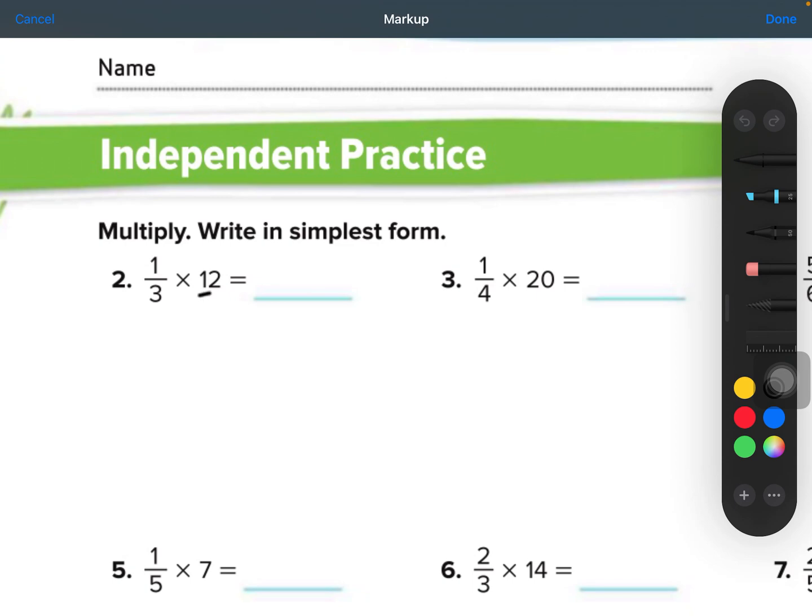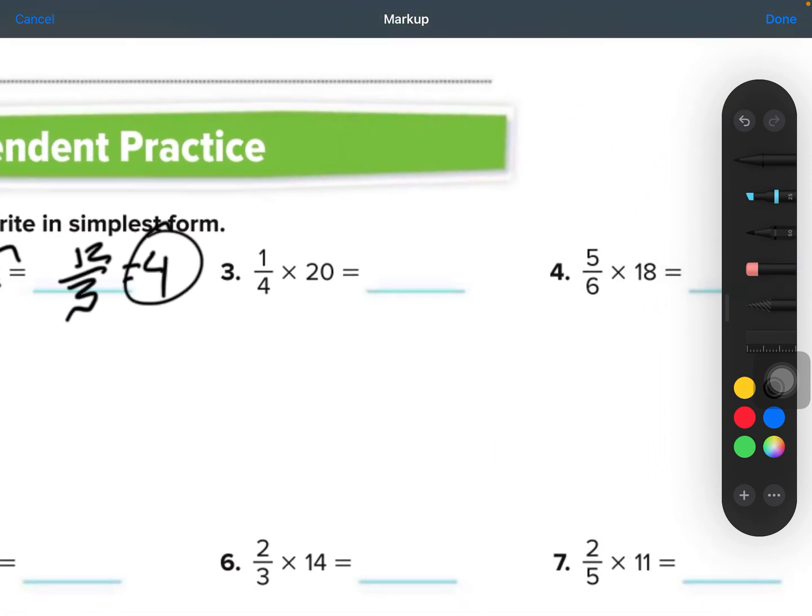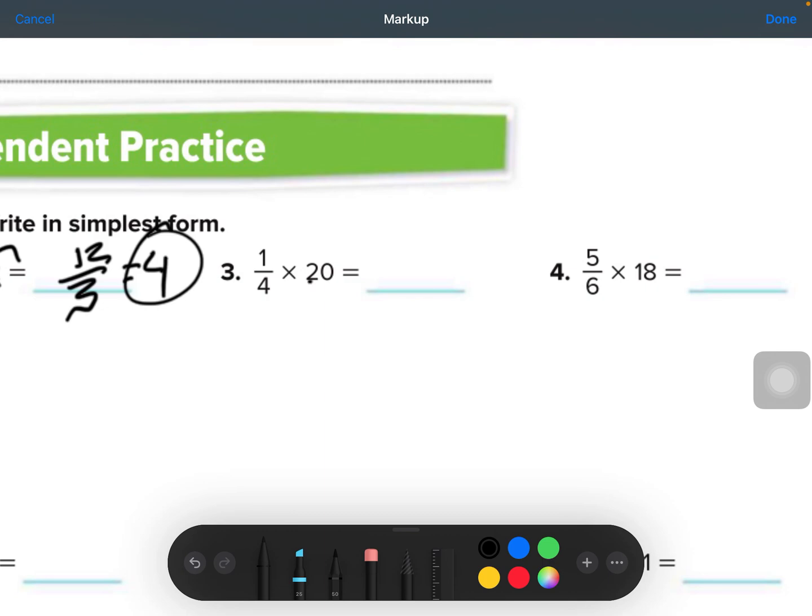Okay, here we go. Go ahead and see if you can race me on this, but check your answers. Okay, 1/3 times 12. We're just going to bring that 1 underneath there. 1 times 12 is 12/3. But I do know that 3 will go into 12 4 times. So my answer is 4 as a simplified answer.